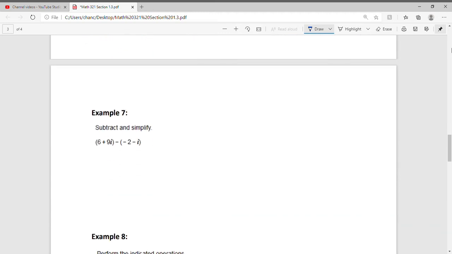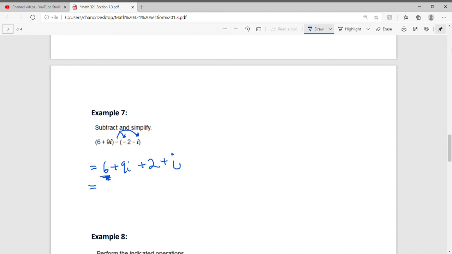In example 7, I want to distribute first the negative. That's the most common mistake I see. People forget to distribute the negative. I'm going to distribute it here. That becomes a plus 2, and that becomes a plus i.